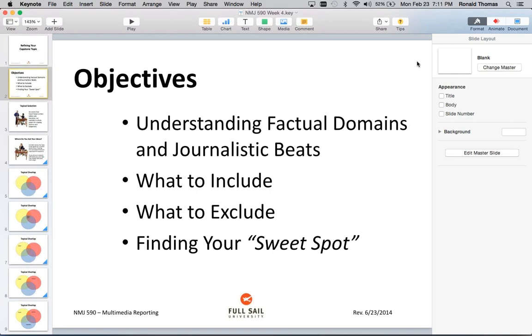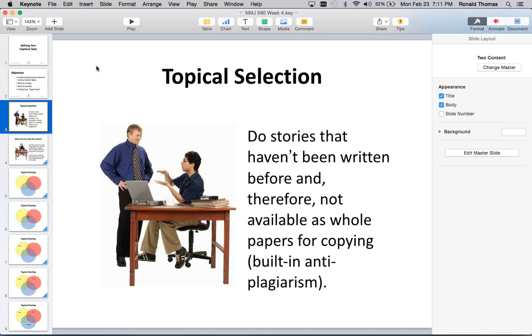So that's what we're trying to make happen, that you get a topic that is deep enough to explore, but not so huge that you would have to write a book instead of an article. So that's what we're trying to find, something that, as Goldilocks would have said, is just right. Now, one thing that will happen as I guide you in boiling down your topic is I'm going to try and guide you to do stories that haven't been written before, and therefore they're not available as something that you could just go grab and copy.